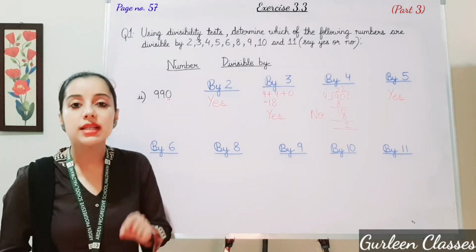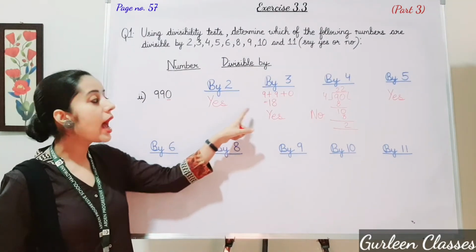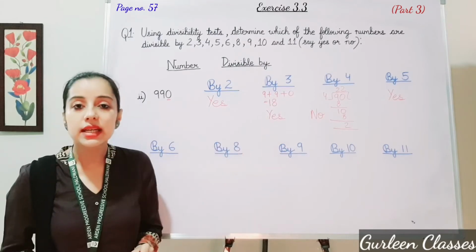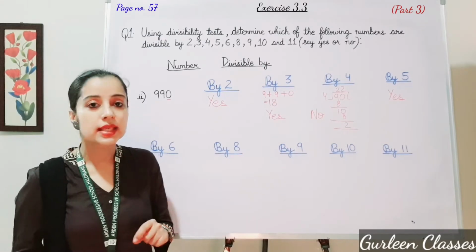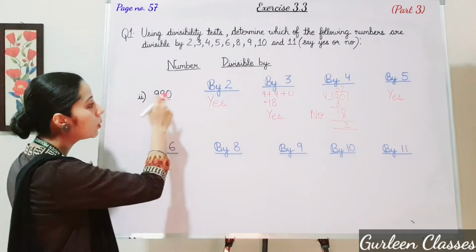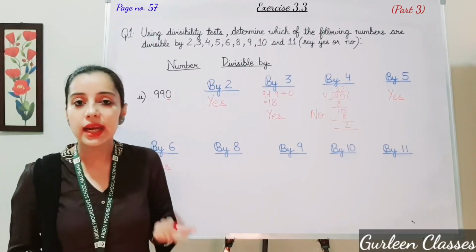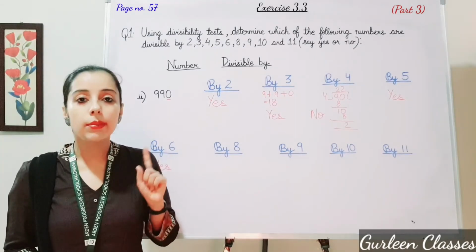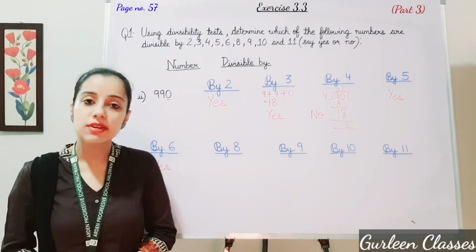If a given number is divisible by 2 and 3, then yes, it is also divisible by 6. So right here, yes. Or you can say find out the sum. 9 plus 9, 18, 18 plus 0, 18. Does 18 come in the table of 6? Yes, so it is divisible.